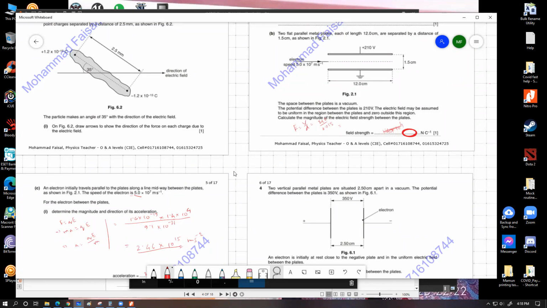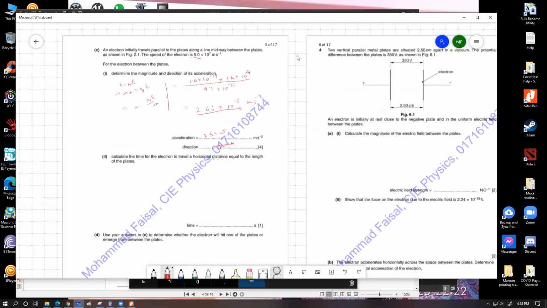So v equals to d by t. So speed equals to distance over time, or distance equals to speed into time. Because this horizontal speed will not be affected by the electric field. So you just place these values, 5.0 into the power 7, and I wrote the equation wrongly.